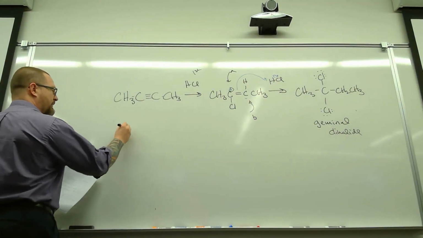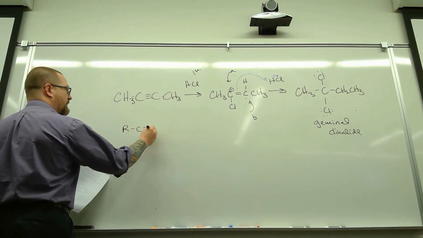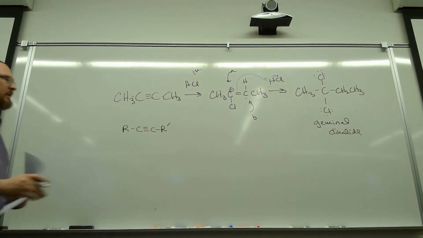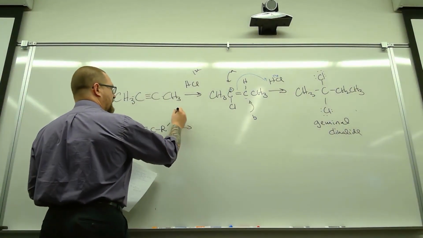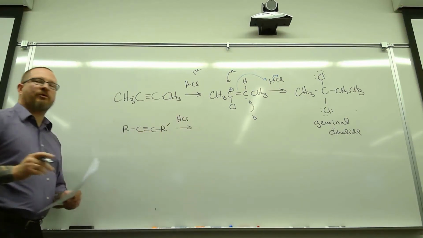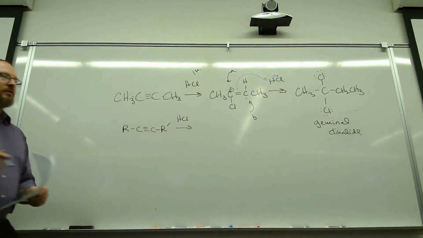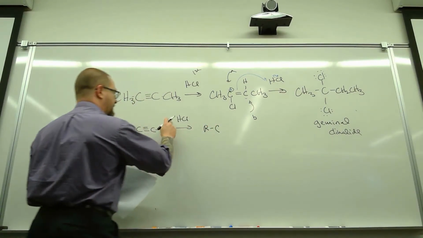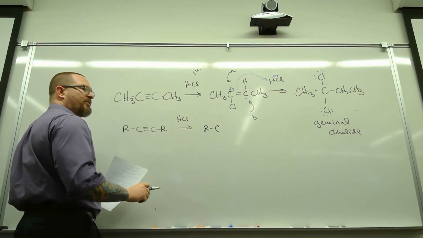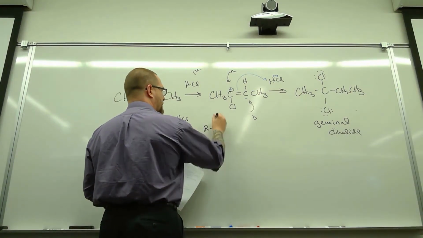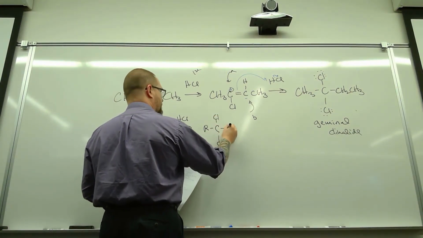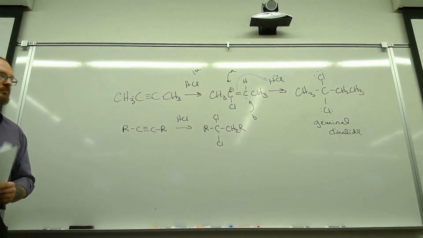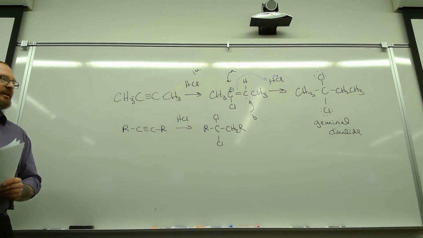So when we do the exact same, this is long story short. Whenever we have some generic, in this case, internal alkyne, and we are reacting it in excess hydrochloric acid, you're going to end up with a geminal dihalide as our product, because otherwise we'll have a mixture of products.